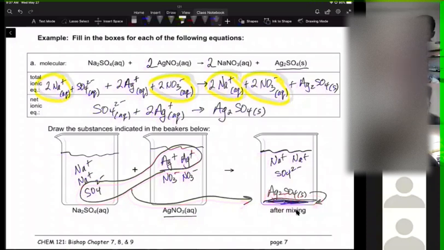The net ionic equation, that shows us the driving force. So those silver ions collide with the sulfate and they stay together. They form a new solid and they don't dissolve again. So that's what gives us that arrow towards the solid. It pulls it out of solution.